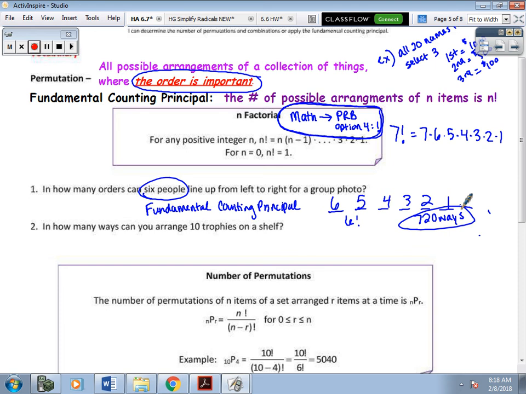Okay, the next one: how many ways can you arrange 10 trophies on a shelf? So you are arranging all 10. We're not just selecting 3 of them. We're doing all 10, which would be the same thing, 10 times 9 times 8, etc., or 10 factorial.